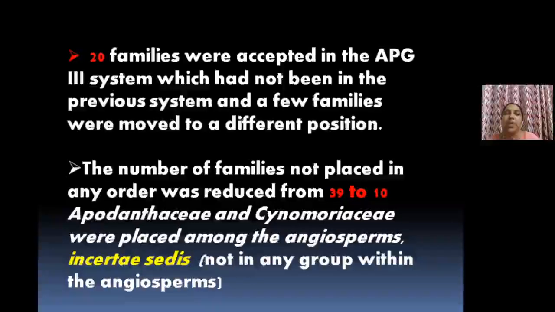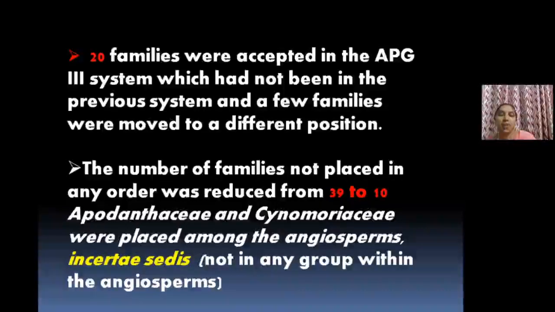Then you see, Apodanthaceae and Cynomoriaceae are placed among the Angiosperm Incertae. What does Incertae mean? Not in any group within the Angiosperms. So, these are some special cases. Such special cases are known as Incertae, meaning they are not included in any group.